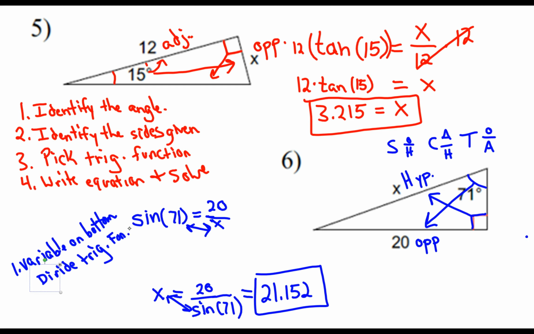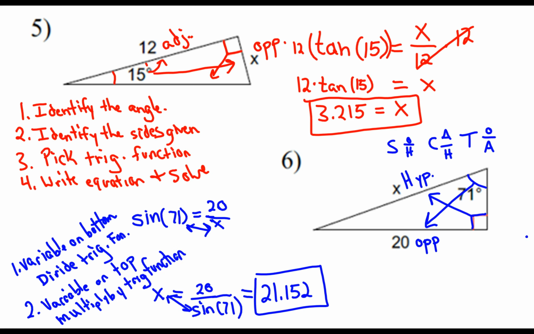Now, the second rule is, if we come up to this number 5, all we did, the variable was on top here, so we multiplied that number by the trig function. We did 12 times the trig function. So if the variable's on top, multiply by the trig function. All right, so those are your 2 rules there.